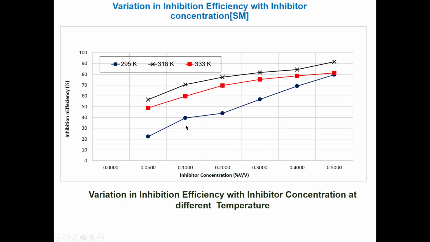when the temperature was 295 Kelvin, the inhibition efficiency was maximum, from 25 to 70 percent at different concentrations of the inhibitors. So when we increase the temperature to 318 Kelvin, it reached here. The inhibition efficiency increases with the temperature. It seems that the adsorption increases with the increase in the temperature.